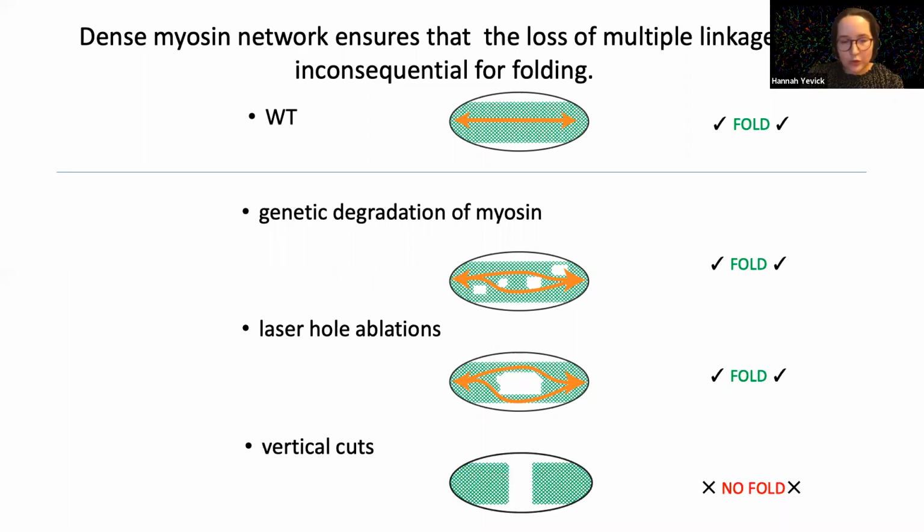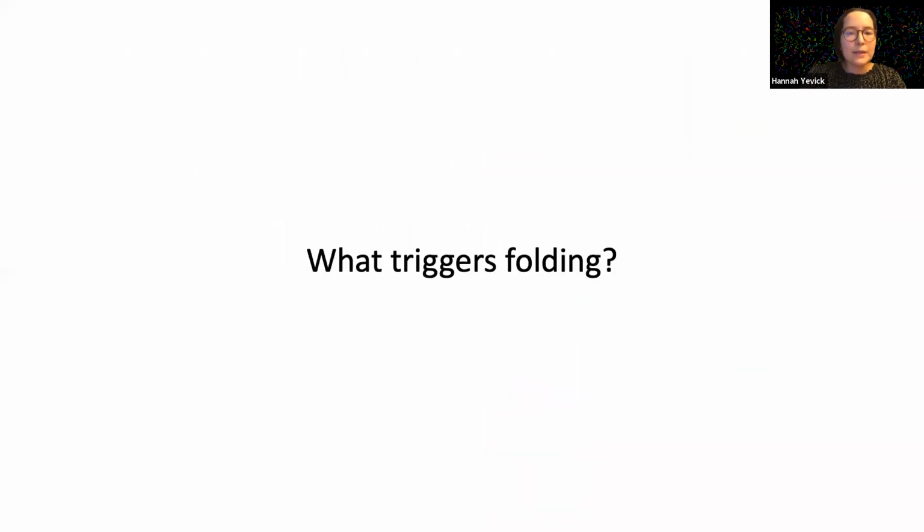However, if you actually do vertical ablation cuts, so you sever all spanning paths across the tissue, then the embryo actually doesn't fold and development can't continue correctly. So what we're seeing here is that redundancy in and of itself doesn't trigger tissue folding. So we wanted to understand, what does actually trigger the folding of the tissue?